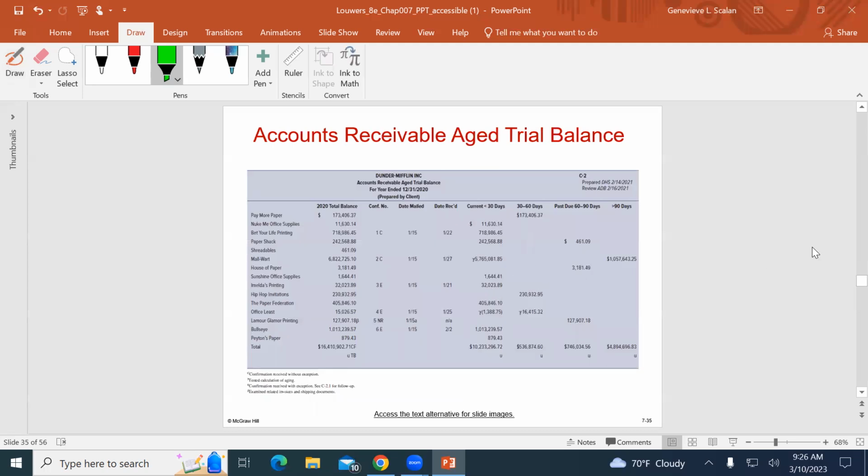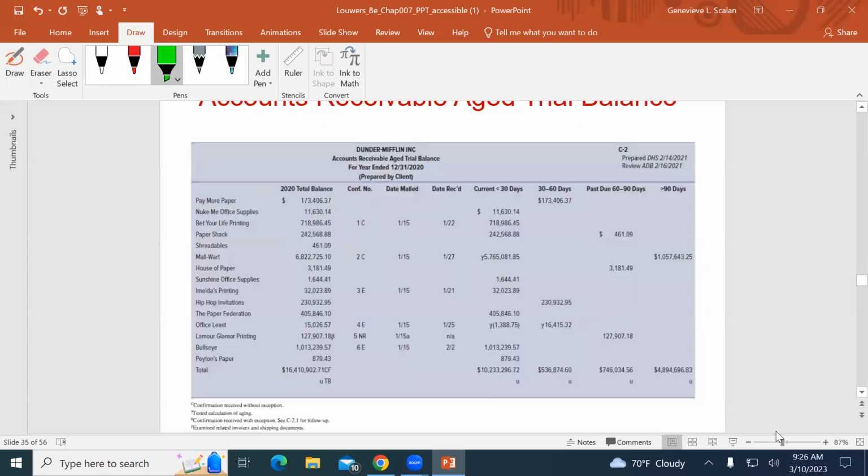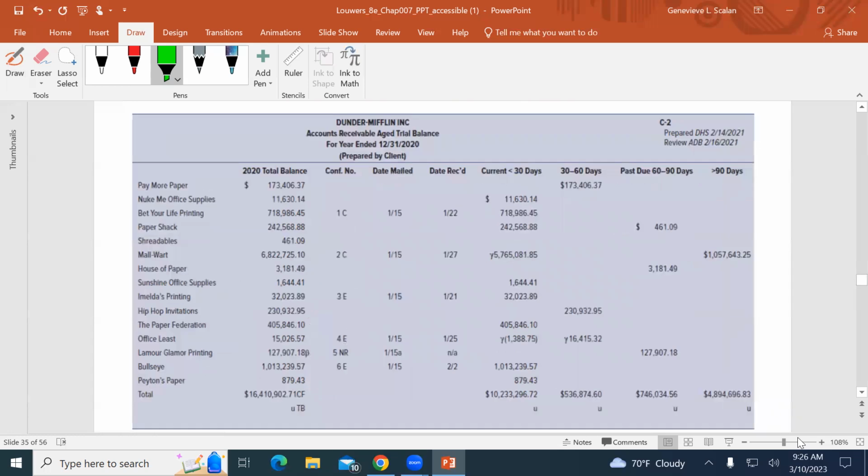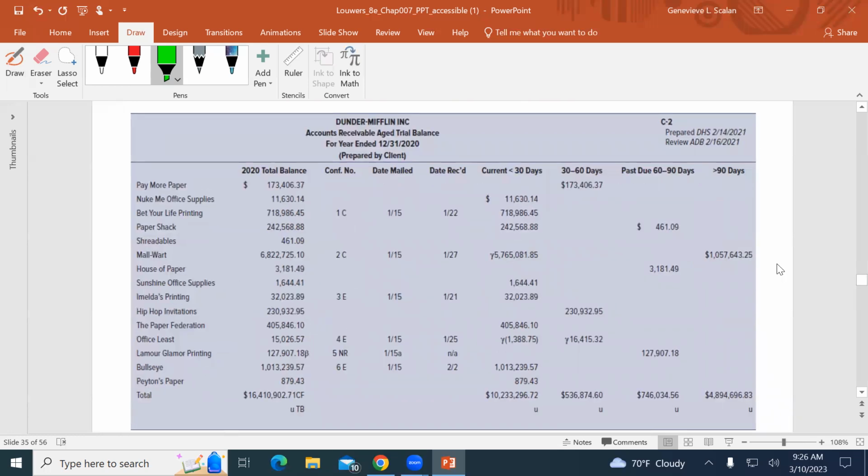Here's an example of an accounts receivable aged trial balance. Let me just show you this because you may want to get one of these. A trial balance just means they've run a balance on a general ledger account, right? And so they've run a balance on this accounts receivable account. And here are your balances that are past due, right? So current or less than 30. Most accounts are current, less than 30 days past due.